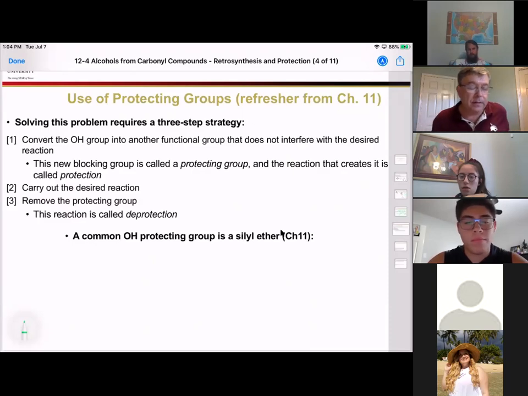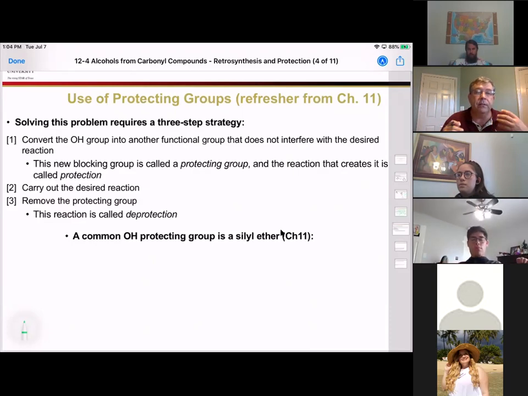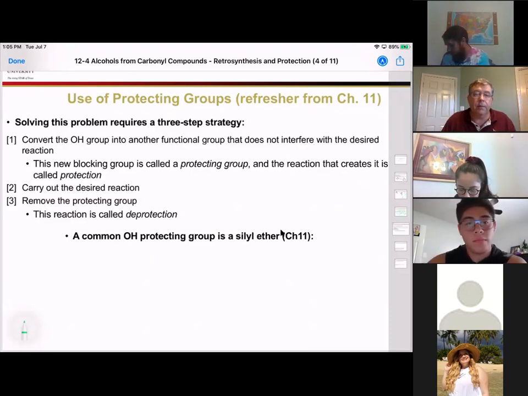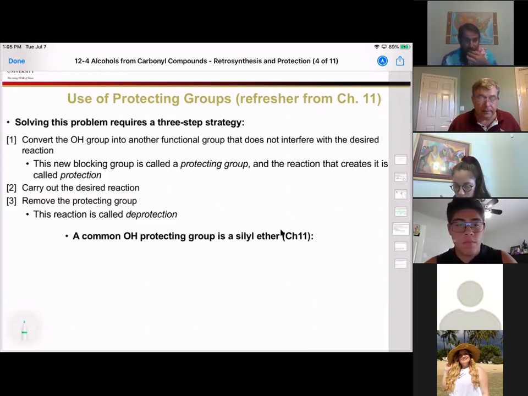This is called the protection-deprotection strategy, and it involves 3 steps for converting your material to the product you want, okay? The first thing we need to do is convert our alcohol group into something that does not have that hydrogen on it. We can't convert it to a carbonyl because that would react, so we need to create an ether or some ether derivative so that it won't react. Then we attack our carbonyl with our organometallic species, and then we have to remove that protecting group, and that's called deprotection, okay? One of the common ones we use is what we call the silyl ether, okay?